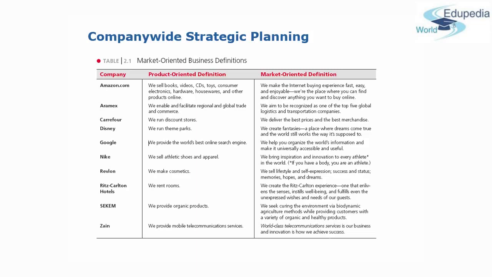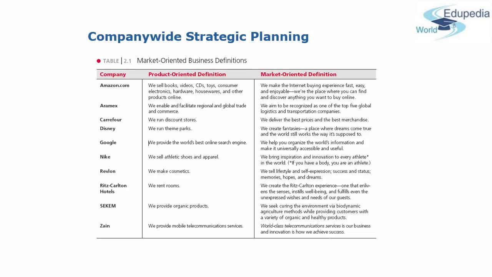Nike: we sell athletic shoes and apparel. That's what they sell. But what are the product and services they provide? They say we bring inspiration and innovation to every athlete in the world. If you have a body, you are an athlete, which means everybody is their target market. Revlon: we make cosmetics. Market oriented definition: we sell lifestyle and self expression, success and status, memories, hopes, and dreams.